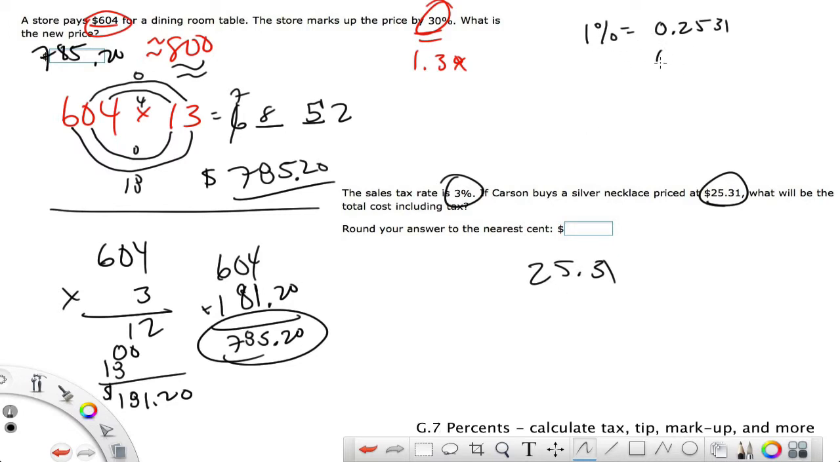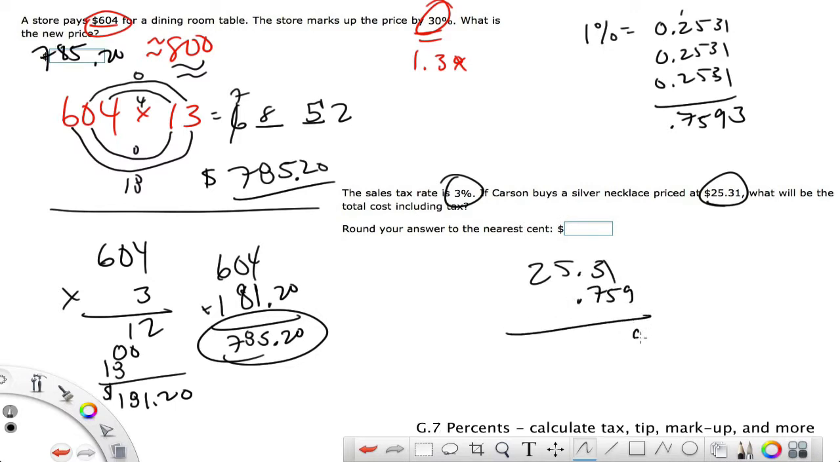And I can add 3 of those together. I get 3. 3 times 3 is 9. 15, 6, 7. So I get 0.759. That's what I'm adding to this. Here's the total plus the tax. 0.759. So 9, 6. And it says to the nearest cent, so this will round up to 2607.